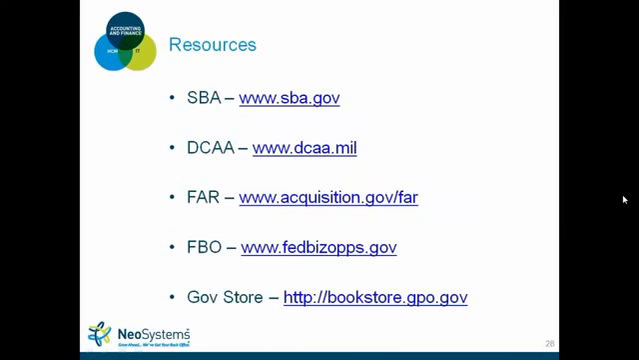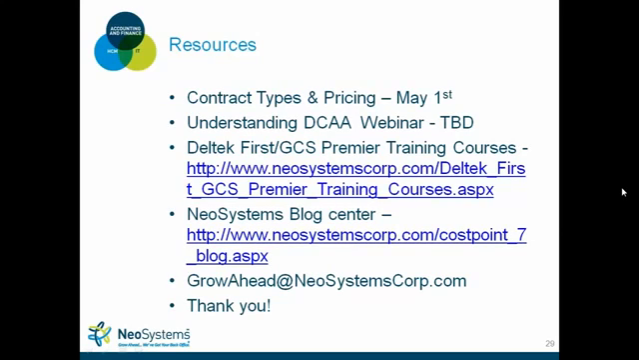Thank you, Sean. In addition to this webinar, there are lots of other resources available to you: the SBA, DCAA, the FAR, this website where you can download the FAR, FedBizOpps, GovStore, lots of things available to you. As I mentioned, this is the first webinar in our series. The next one up will be contract types and pricing. That one will be on May 1st. And the third in the GovCon Accounting 101 series will be Understanding DCAA. We haven't set a date for that yet, but keep an eye out for it. It will be coming up.